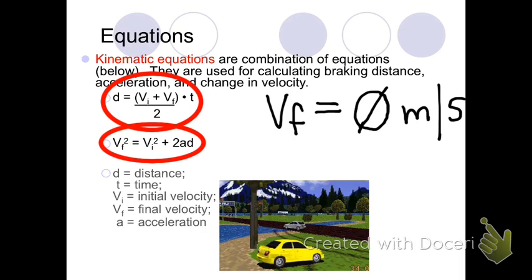Basically, the difference is right here. So if there's time, okay, now you can't see that, sorry. If there's time involved in the equation, then you use this kinematics equation. If there's acceleration involved, then you're going to use this kinematics equation.